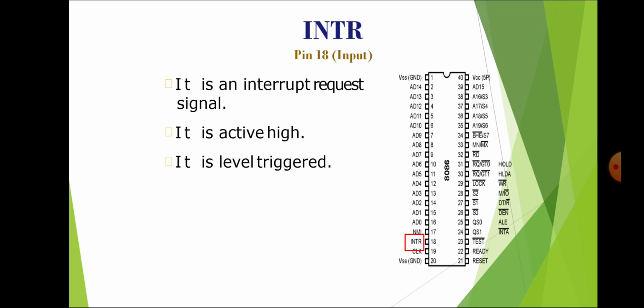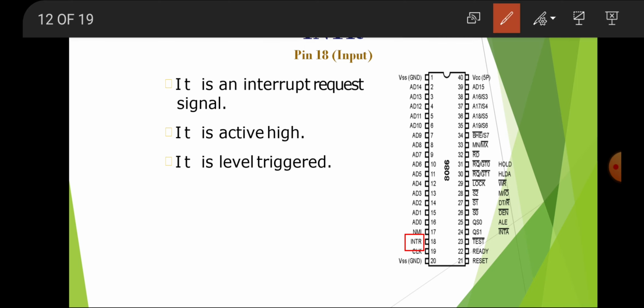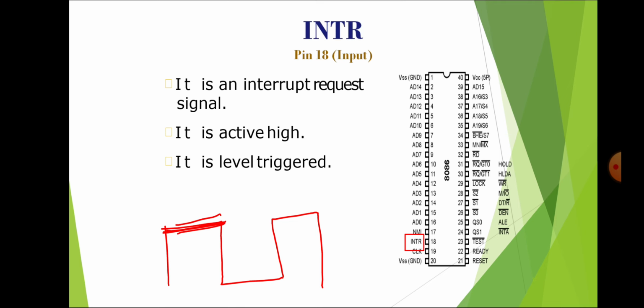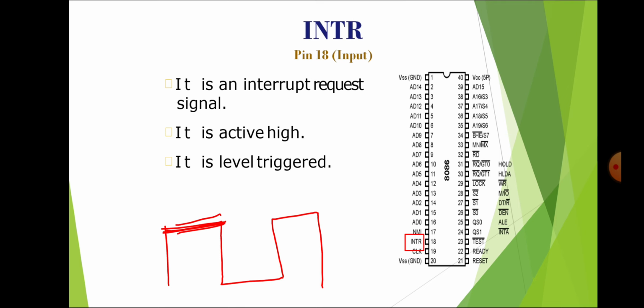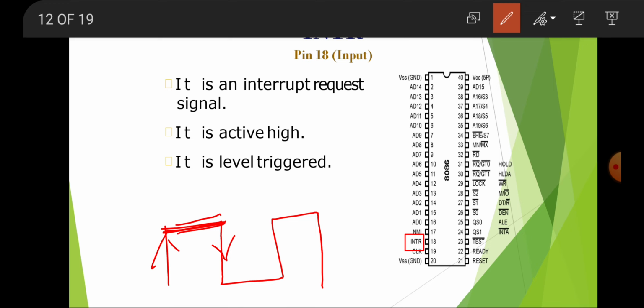Level trigger means, suppose there is a clock signal like this. When it comes to this level, then it gets triggered, meaning an interrupt enters. Now what is edge trigger? This NMI is edge triggered, meaning when it is at a rising edge or a falling edge, going from here to here, then that interrupt is triggered. That is the difference between level triggered and edge triggered.